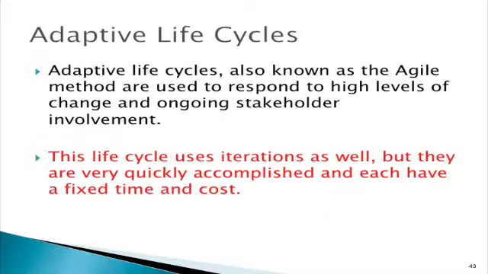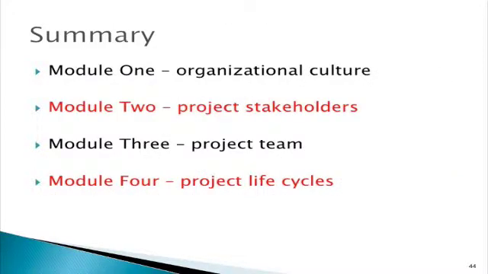Adaptive life cycles, also known as the Agile method, are used to respond to high levels of change and ongoing stakeholder involvement. This life cycle uses iterations as well, but they are very quickly accomplished and each have a fixed time and cost. As one iteration is completed, another level of planning is conducted before moving forward. This life cycle allows for more flexibility in the project and works well where scope is not or cannot be clearly defined.